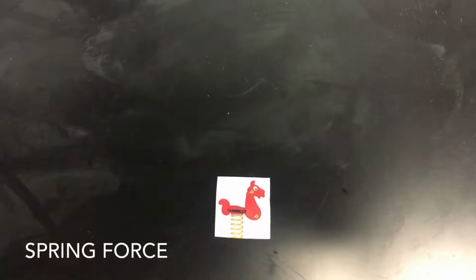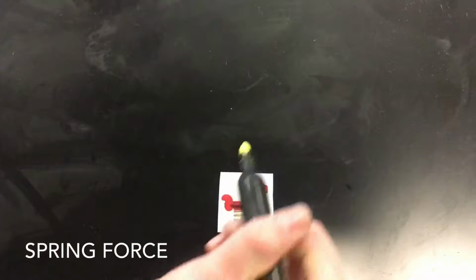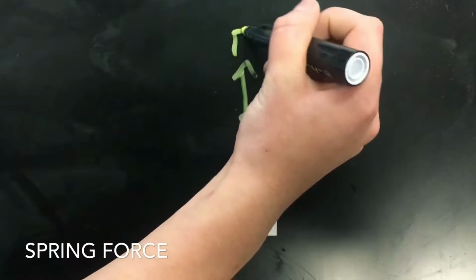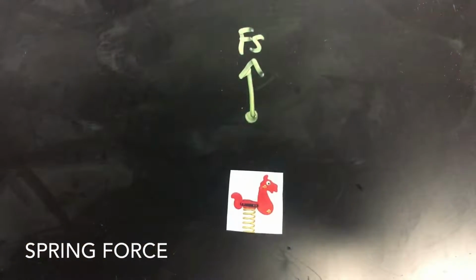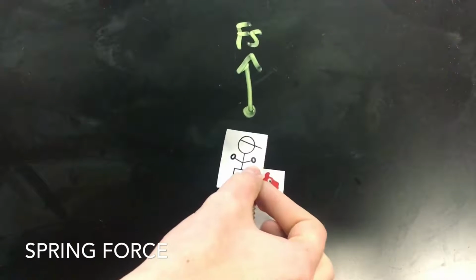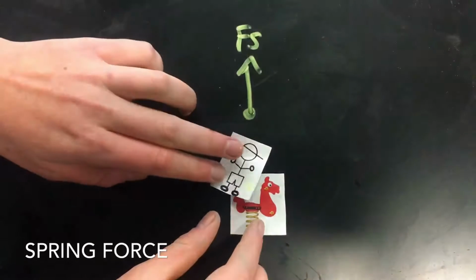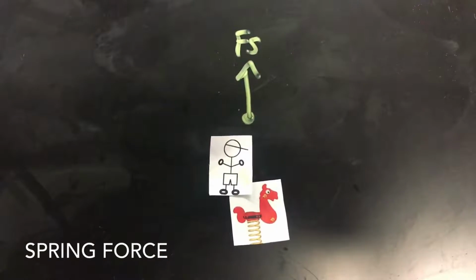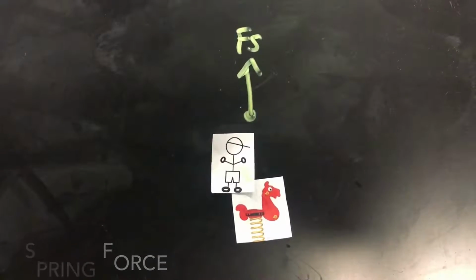The spring force is exerted by a spring or elastic material when it pushes or pulls an object attached to it. This can be seen in an animal spring rider at a playground. The spring attached to the ground holds the animal seat, which is attached to the top of it. When a person sits on the animal seat, they are being pulled down or pushed up by the spring. Therefore, the spring force is being exerted onto the person.